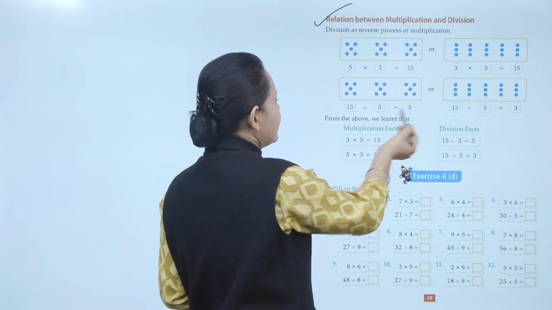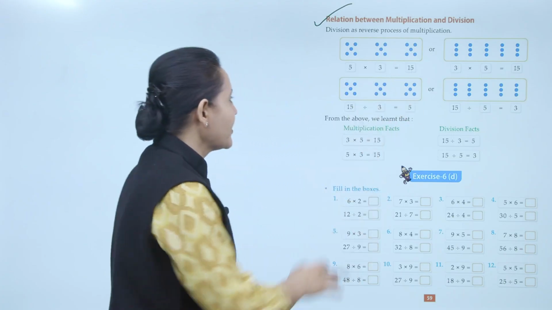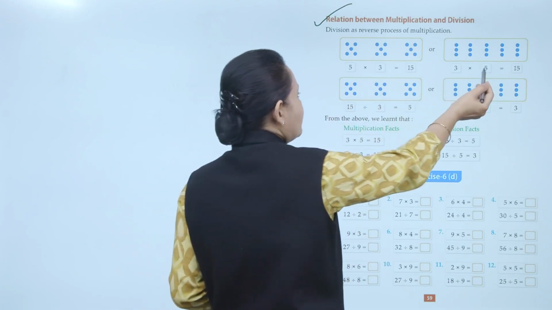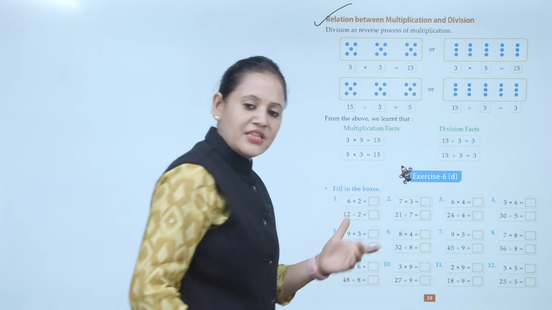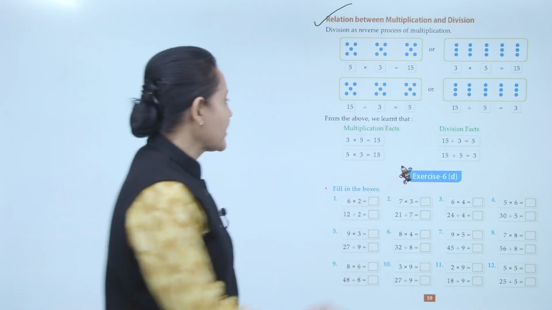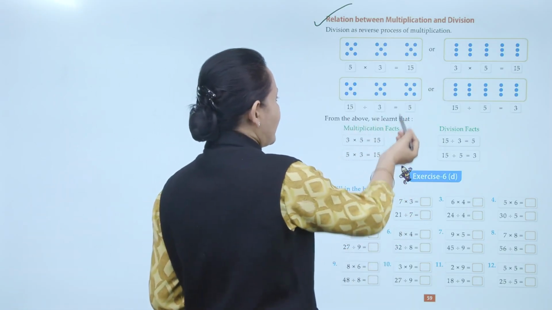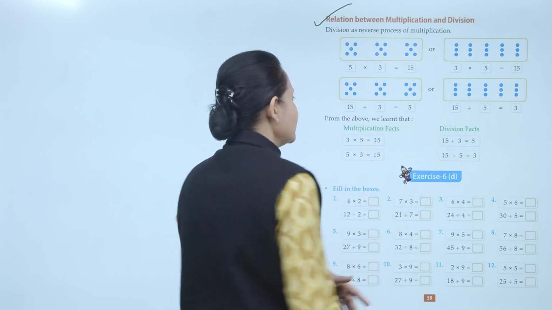15 divided by 3, that is equals to 5. 3 into 5, 5 into 3, 15, 3 into 5, 15. Same. 15 divided by 3, that is 5, and 15 divided by 5, that is 3.